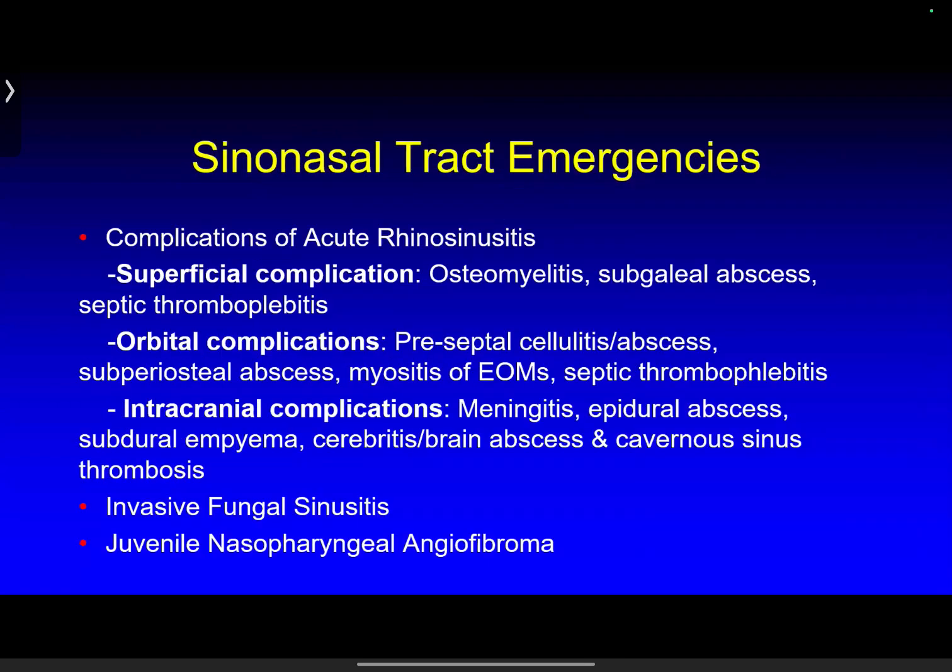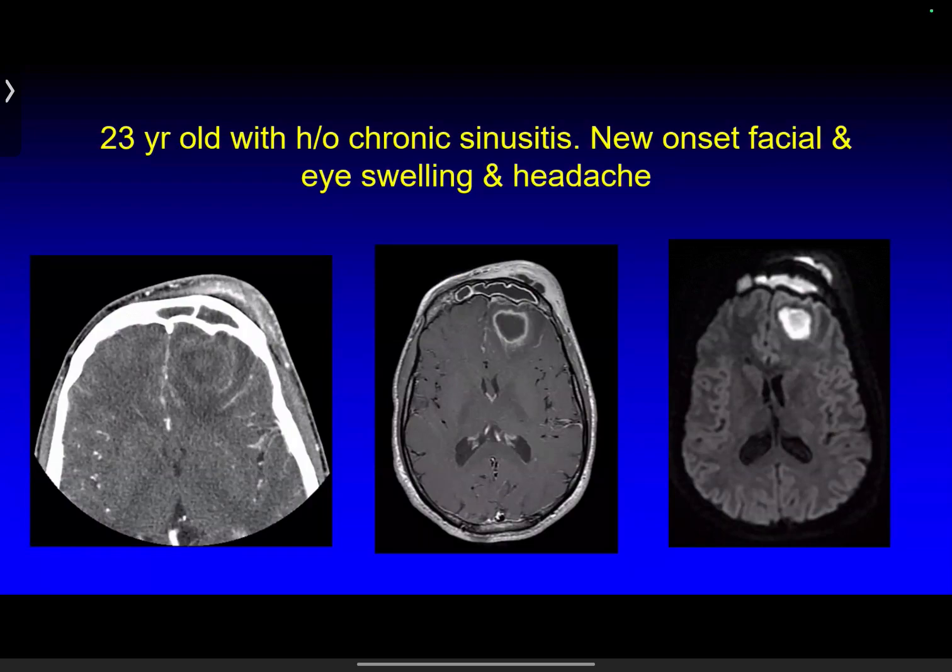Moving on to sinonasal tract emergencies, which basically involve complications of acute rhinosinusitis, invasive fungal sinusitis, and some benign tumors that may present to the ER. So the next patient in the ER is a 23-year-old with history of chronic sinusitis, presenting with new onset of facial and eye swelling and headache.